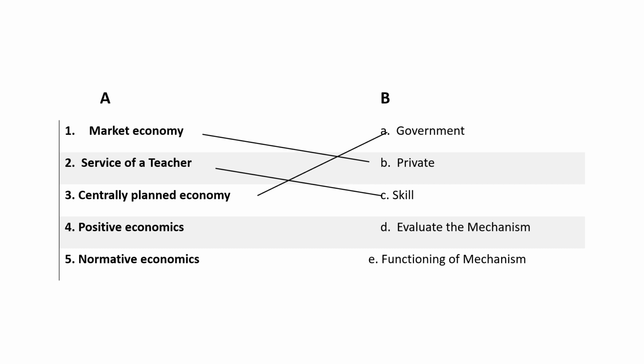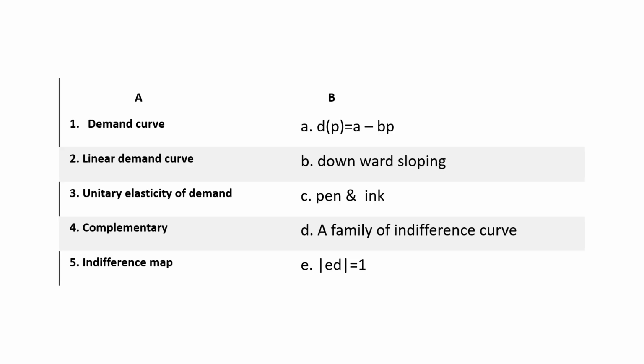Positive economics deals with the functioning of mechanism. Normative economics evaluates the mechanism. Here you can see demand curve. We know it slopes downwards, so downward sloping. Linear demand equation, D equals A minus BP. Linear equation, A minus BP is the right answer.